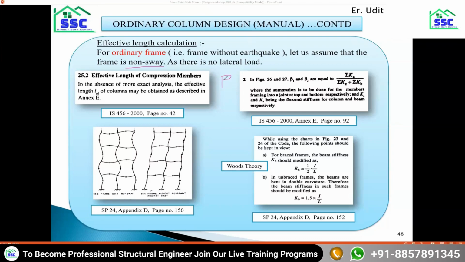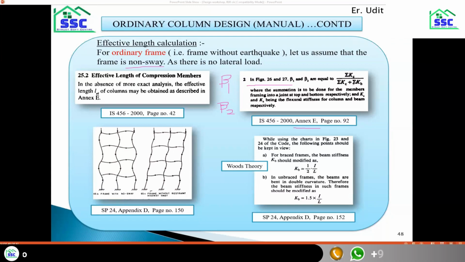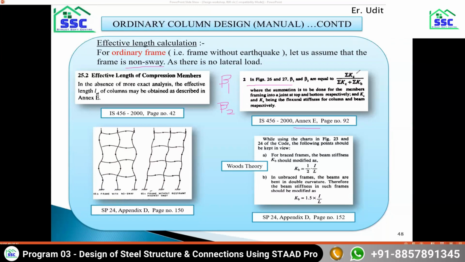For a non-sway column, it is first of all important to find out the factors beta 1 and beta 2, because beta 1 and beta 2 are going to give us the value of effective length factor K. Beta 1 and beta 2 are given to us in Annexure E itself. In figures 26 and 27, beta 1 and beta 2 are equal to summation of Kc divided by summation of Kc plus summation of Kb.